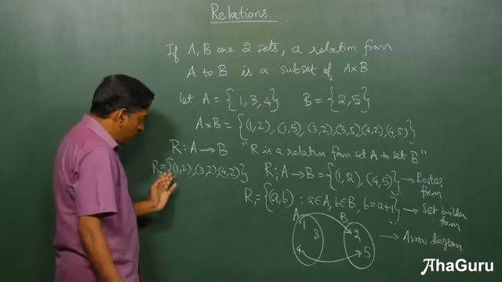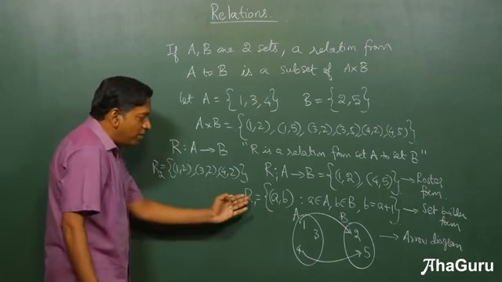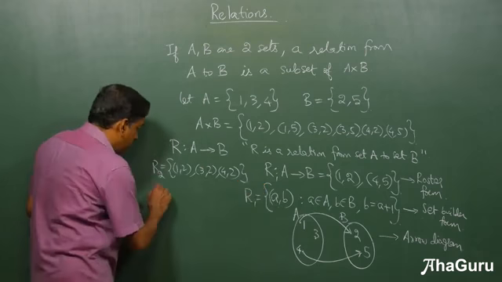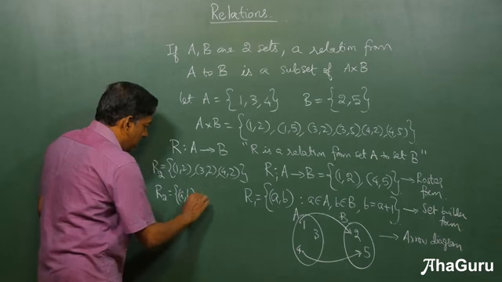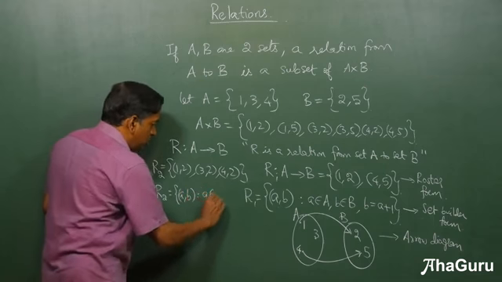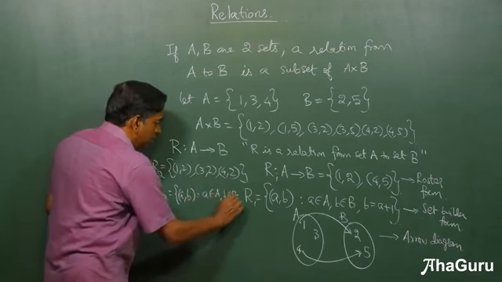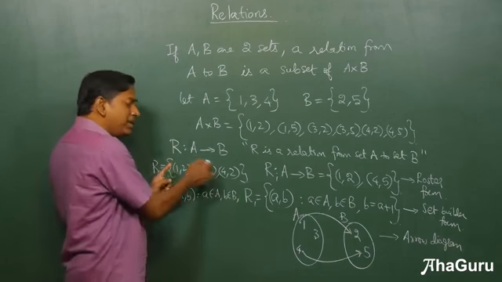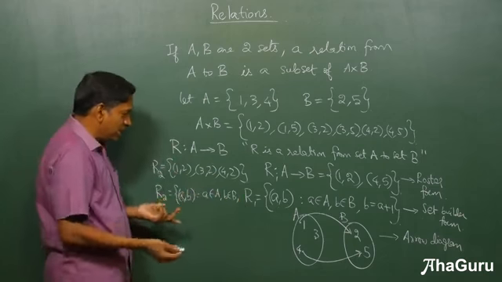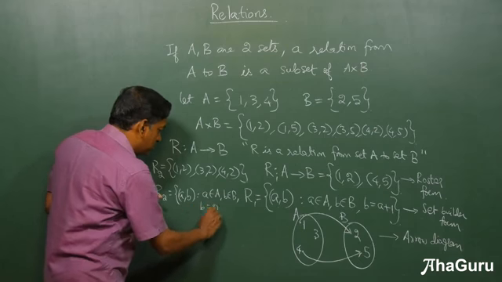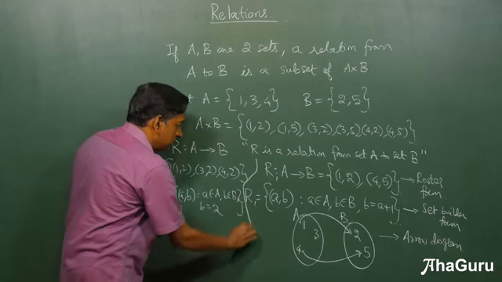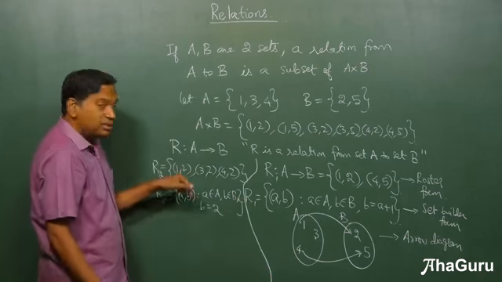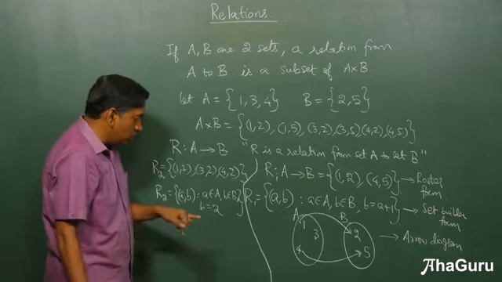Now R2 we have listed in roster form. How would we list R2 in set builder form? Well, we could simply say R2 is {(a, b)}, where a belongs to A, b belongs to B. But what's the connection between a and b? Well, no connection except that b simply has to be 2. That's all. That's the connection between all of these. So this is one way of showing R2.